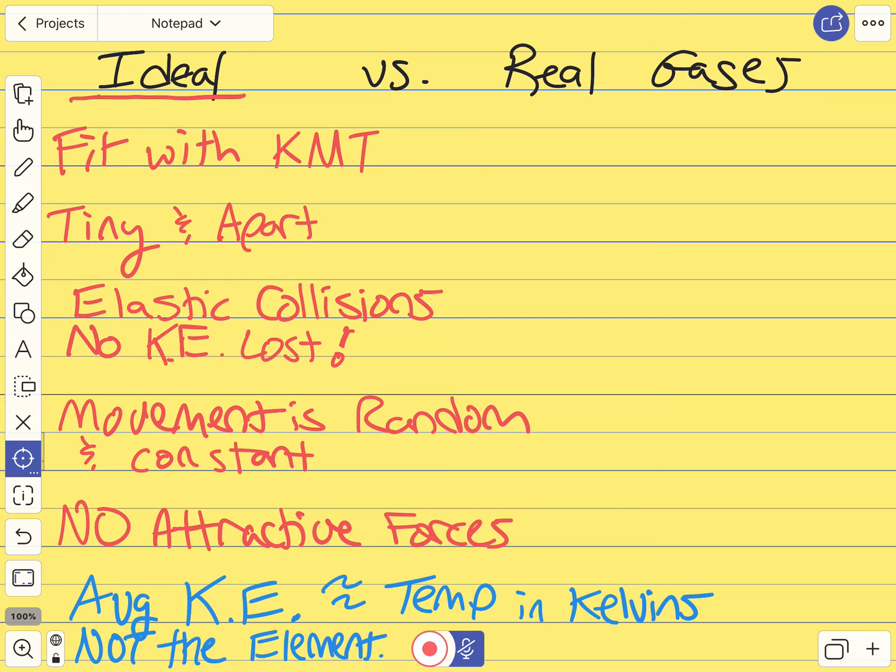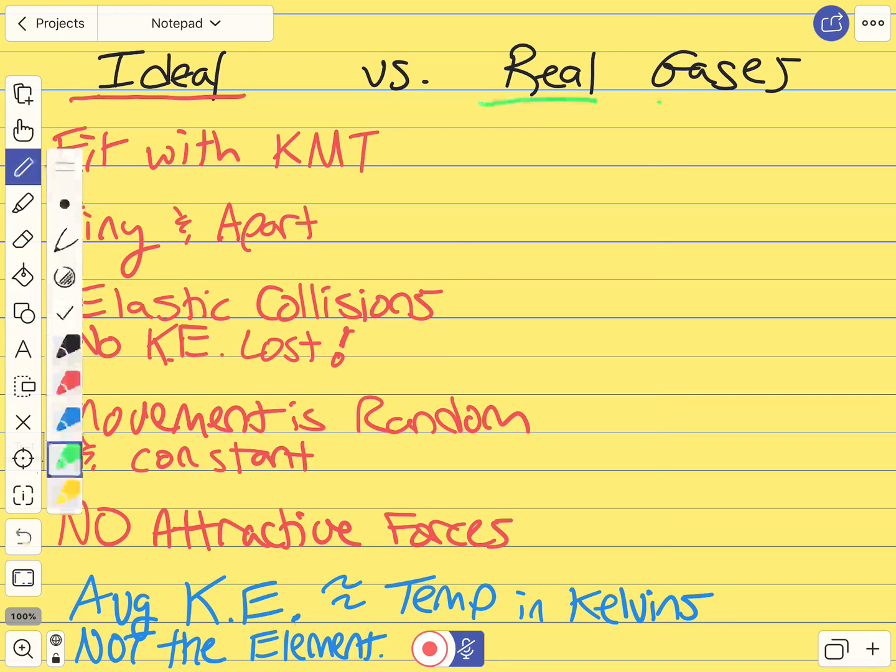And remember, it's the average of all of the gas particles that we're focusing on, proportional to temperature in kelvins, not the element. And then you're probably wondering, what do we do over here, Mr. Murphy, for real gases? Well, simply put, it's the opposite of ideal. Okay? Opposite of ideal. Everything is the opposite on the right hand side.